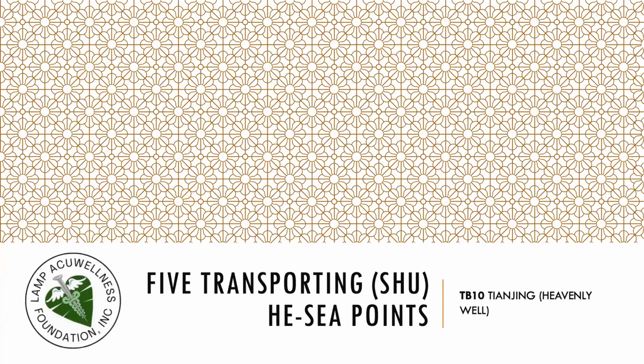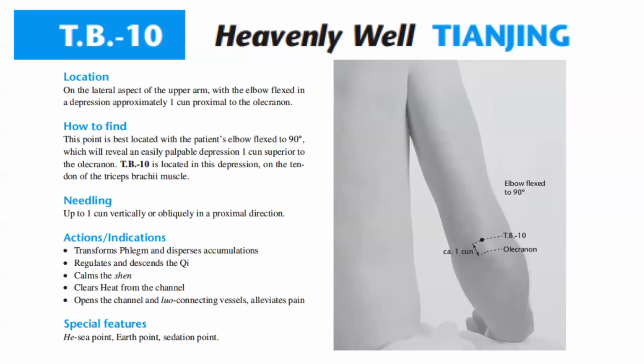Let's discuss triple burner 10, Tianjing, heavenly well, a He-sea point. TB10 is located on the lateral aspect of the upper arm, with the elbow flexed, in a depression approximately 1 cun proximal to the olecranon. How to find? This point is best located with the patient's elbow flexed to 90 degrees, which will reveal an easily palpable depression 1 cun superior to the olecranon. TB10 is located in this depression on the tendon of the triceps brachii muscle, needling up to 1 cun vertically or obliquely in a proximal direction.